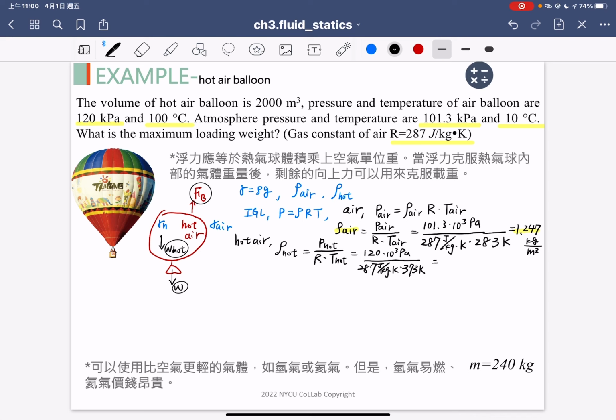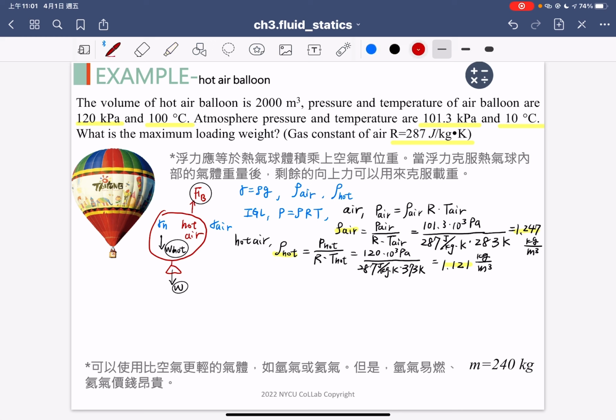So you can compute the hot air density. I use my calculator, dividing by 287 and dividing by 373. So the hot air density becomes smaller compared to the air density. It's 1.121 kilograms per cubic meter. So right now we have rho air and rho hot inside the balloon. Okay, so we go back to consider our conditions.